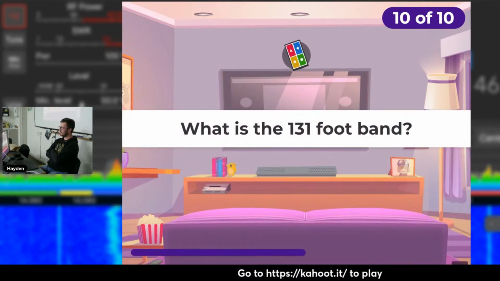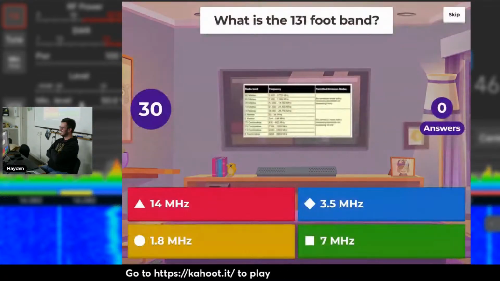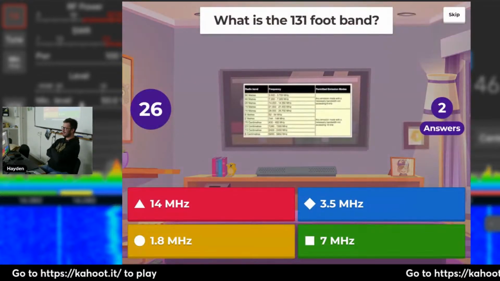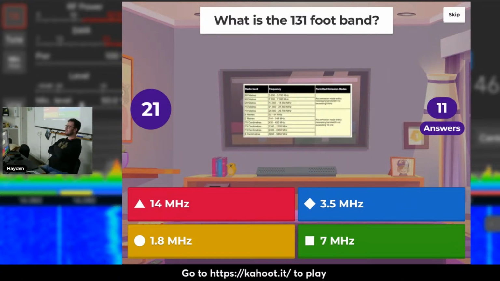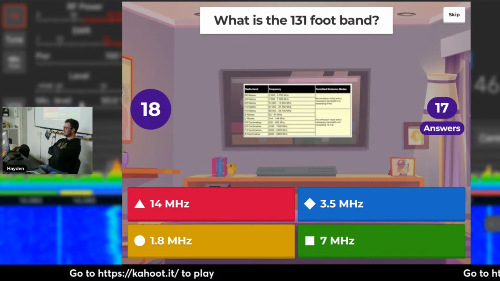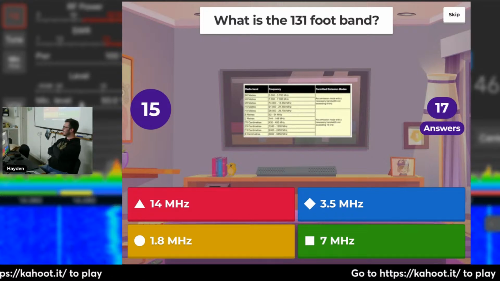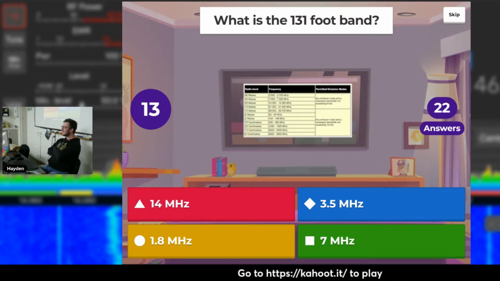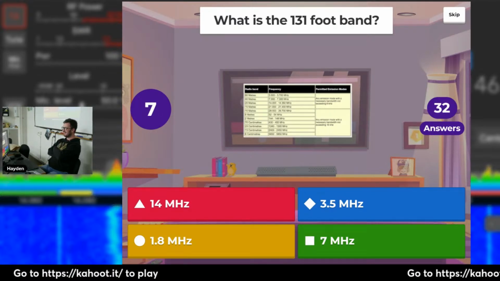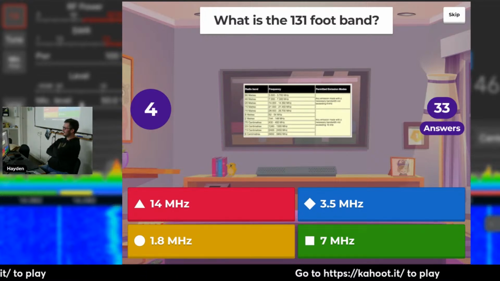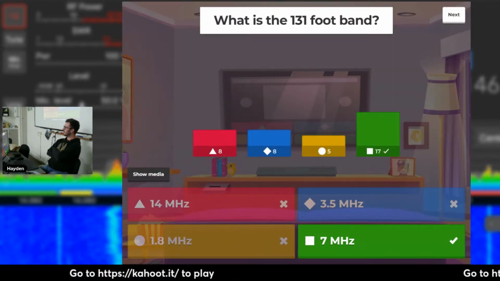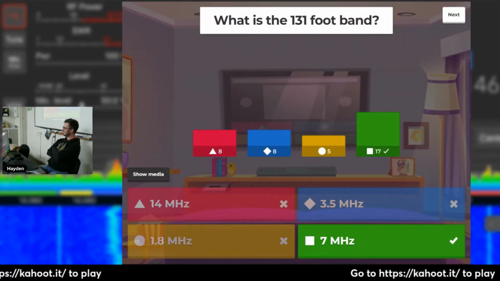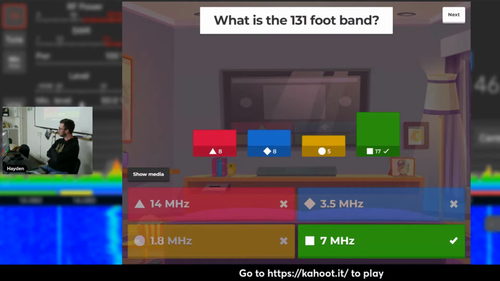What is the 131 foot band? Is it 14 megahertz, 3.5 megahertz, 1.8 megahertz, or 7 megahertz? You're going to have to do a bit of conversion in your head. The 131 foot band. This one's for the Americans. Americans should know this one. What is the 131 foot band? Is it 131 foot or 131 feet band? It's probably 131 feet. 7 megs, 40 meters, 131 feet.